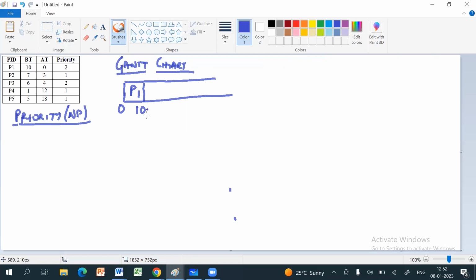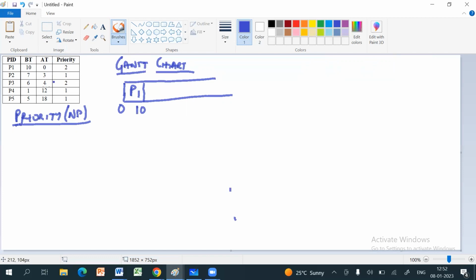Now the current time is 10. So in the meantime, P2 and P3 have also arrived, right? With arrival times 3 and 4. So while P1 was executing, these two have also arrived. But obviously, we are now working with the priority technique here, so we are more worried about the priority. As I told at the beginning, I am assuming that a lesser number here indicates a higher priority.